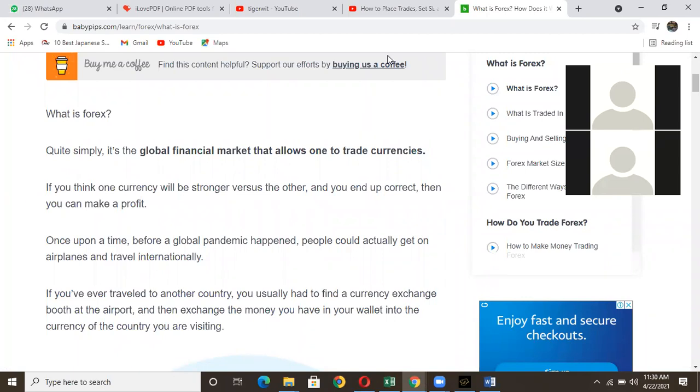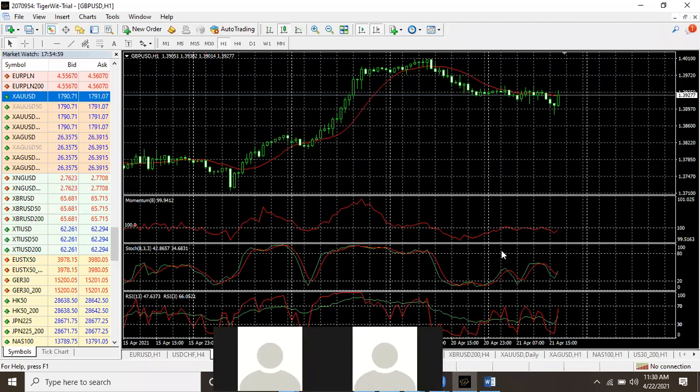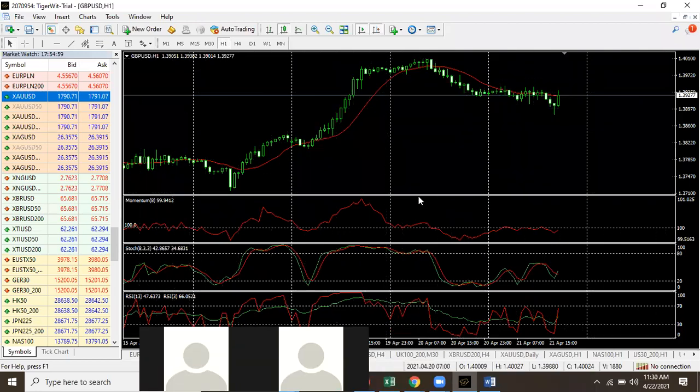So basically, what is Forex? It's the global financial market that allows one to trade currencies. So I'm going to show you an example. I'll be using my chart as we continue. I hope, guys, you're following. So this is GBP/USD, one of my favorites. And then you can see I have other pairs here.